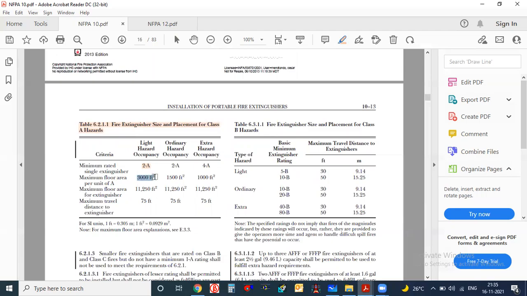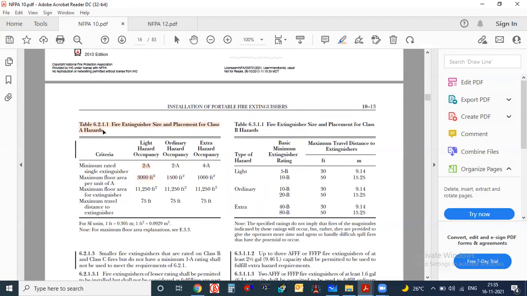This will be the maximum floor area which we have to keep. And this is the floor area for the extinguisher. That means this is the maximum floor area which we have to consider for extinguishing the fire. And this is the maximum travel distance to the extinguisher. Between two extinguishers, this will be the maximum distance. So suppose you are keeping two extinguishers in one line, this is the maximum which you have to keep in mind.